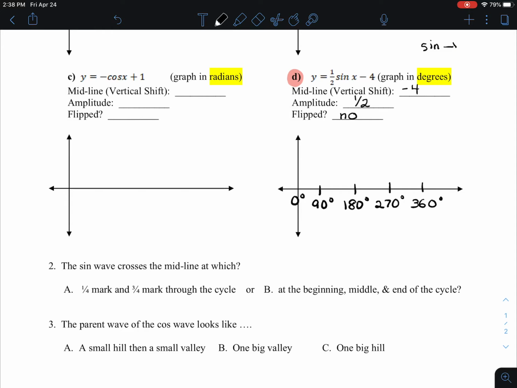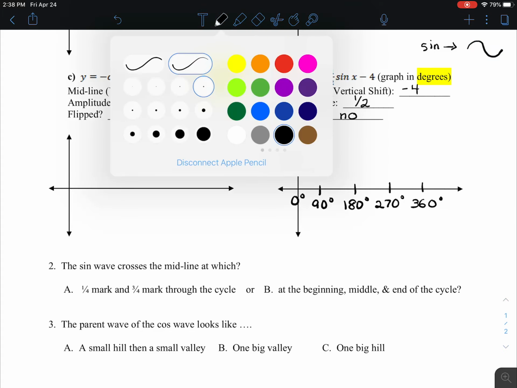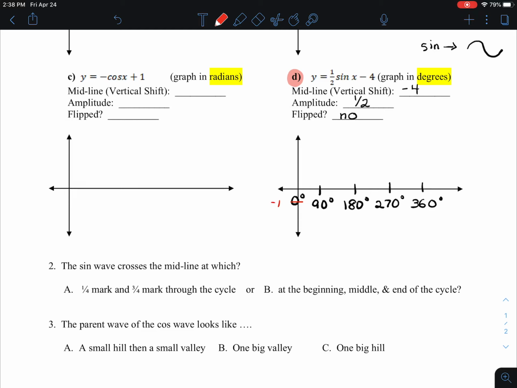So when I think about the sine wave, I'm going to expect it to keep the same shape, going up and then going down. Let's put the midline in place here. We said the midline is at -4. So I'm going to extend this just a smidge here. The midline is going to go right across there. Now, this is the sine wave. So instead of placing 2 points on the midline like we do with cosine, we're placing 3 points on the midline, in the other locations: beginning, middle, and end.